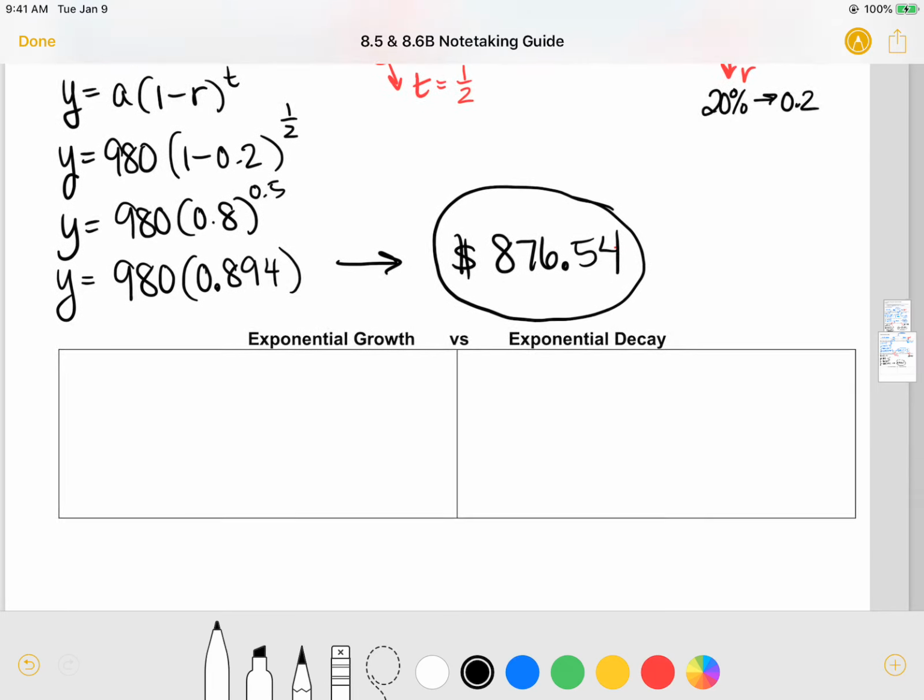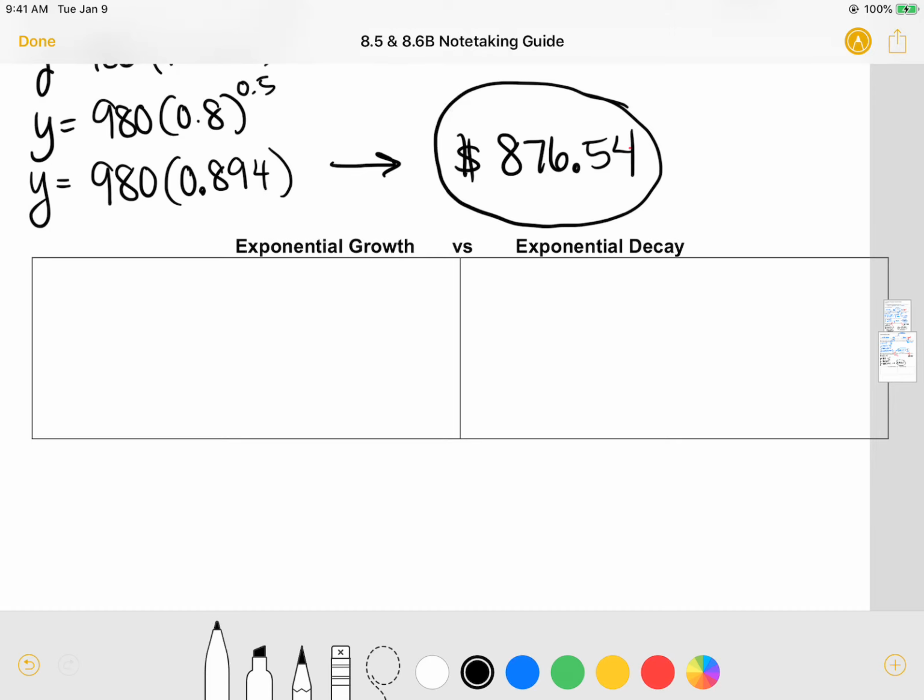Now let's just briefly discuss the difference between exponential growth and exponential decay, okay? So let's write down the formulas here. Let's see, y equals a times 1 plus r to the t is exponential growth, and then y equals a times 1 minus r raised to the t is decay. So the difference between the formulas is addition if it's growth, we're growing, we're getting bigger, we're going to add, or subtraction for decay, okay? So if we're growing, that means we're increasing, versus if we are decaying, that means that we are decreasing.